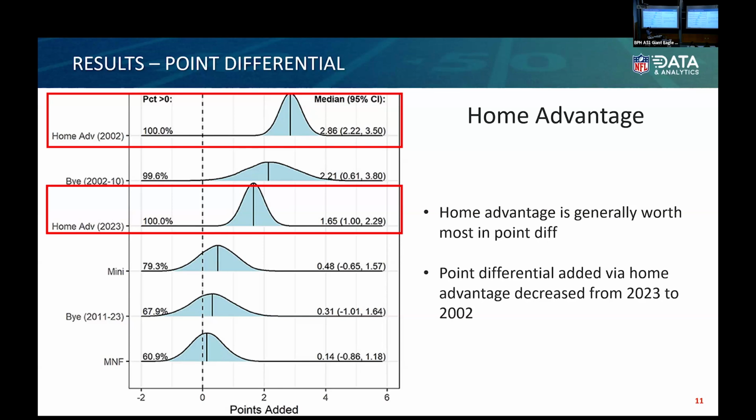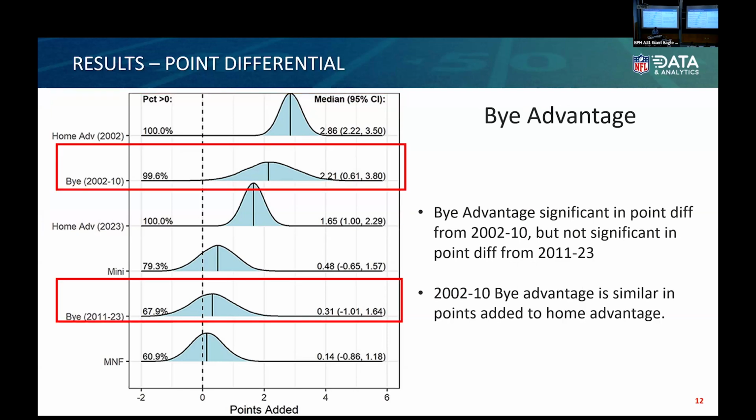The fact that in both cases it's 100% positive, we can say this is a significant effect on point differential, which is not unexpected. We also have the median value for these distributions and the confidence interval. The median value in 2002 is about 2.8, and then it dropped to 1.7 in 2023. I think that agrees with intuition. Home advantage is significant, and it's dropping a bit.